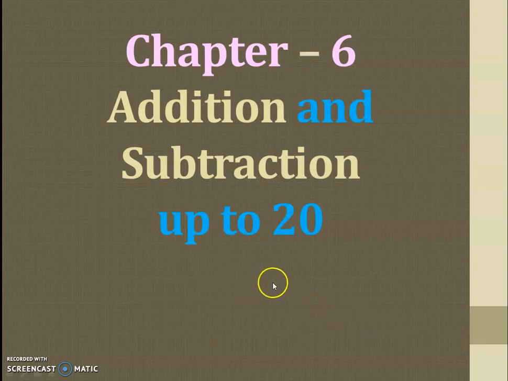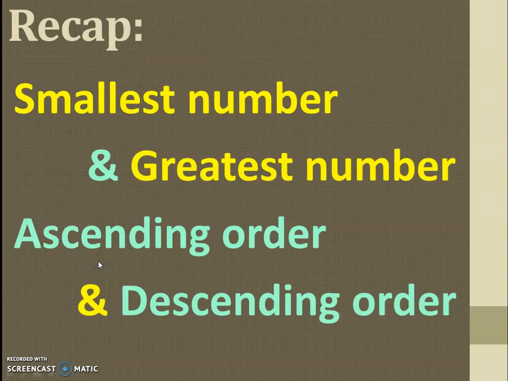Today we are going to see a new chapter, that is addition and subtraction up to 20. Did you all finish your worksheet? Last worksheet in chapter 5? Yes. The recap of chapter 5, few topics. Let's see now today. It is nothing but smallest number and greatest number and ascending and descending order.